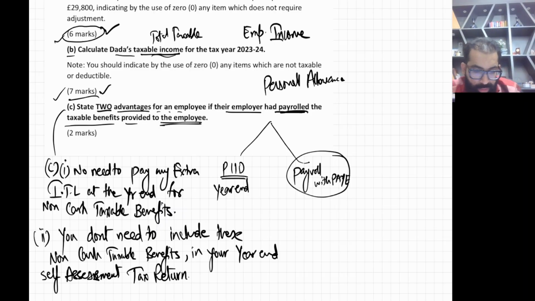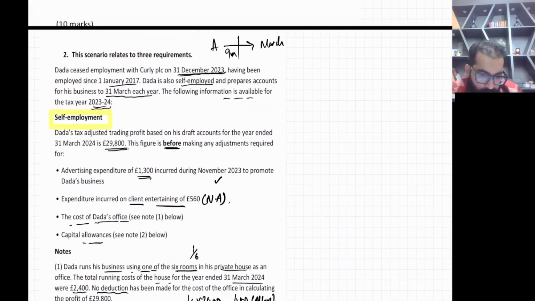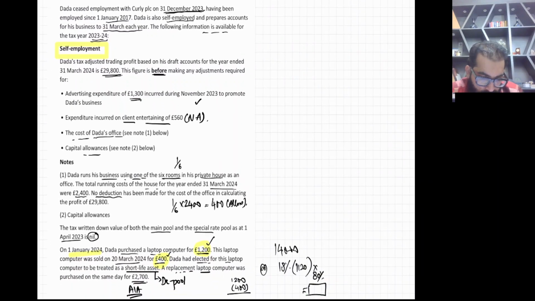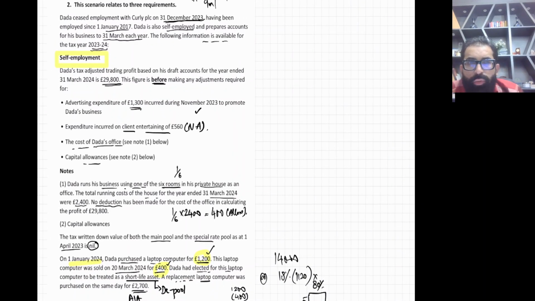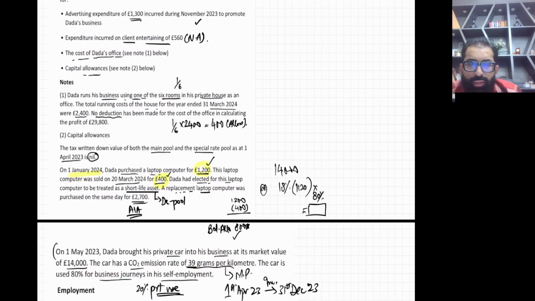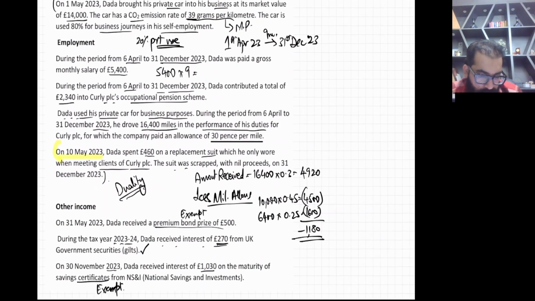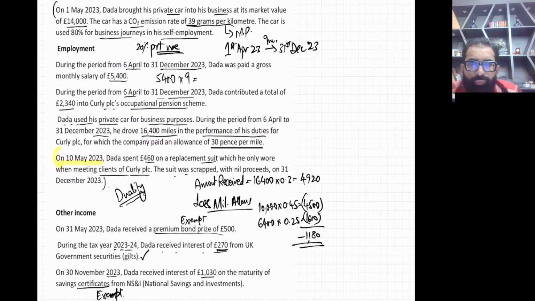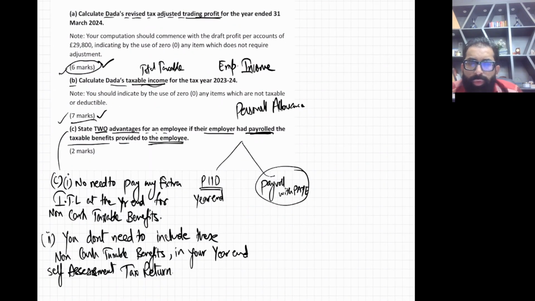Okay, now let me tell you one thing. Take a picture of the question if you want to, because I'm going to move the screen. This is the other part and this is the requirement. Okay, you can take the picture.